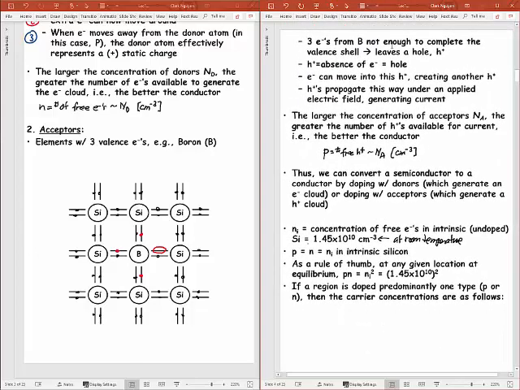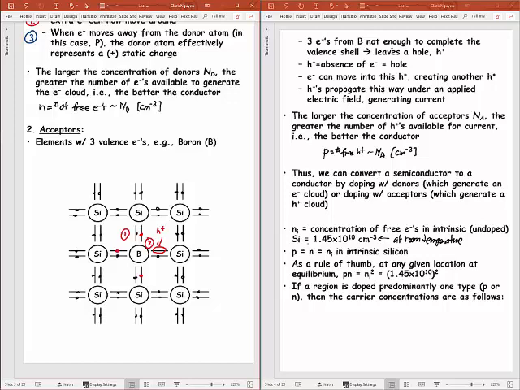So 3 electrons from boron are not enough to complete the valence shell. So that's number 1. There's my boron there. Okay, and so it leaves a hole. And so there's my hole. Call that an H plus for hole. And that's 2, I guess. So it's left a hole.